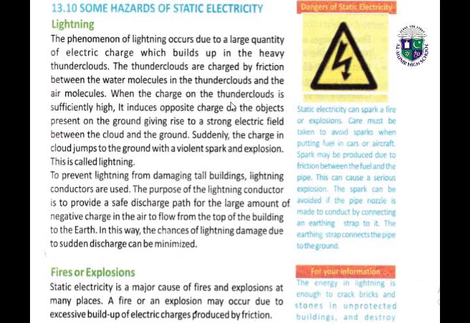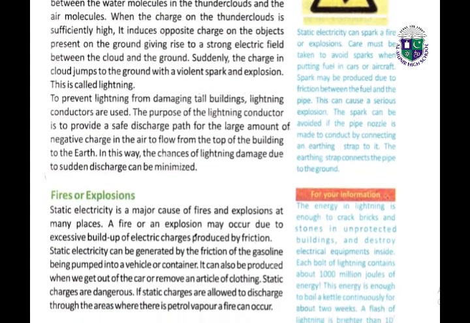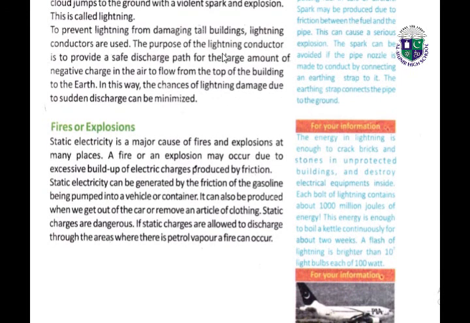When the charge on the thunder clouds is sufficiently high, it induces opposite charge on the objects present on the ground, giving rise to a strong electric field between the cloud and the ground. Suddenly, the charge in the cloud jumps to the ground with a violent spark and explosion, and this is called lightning. So it is one of the hazards of static electricity. To prevent lightning from damaging tall buildings, lightning conductors are used.